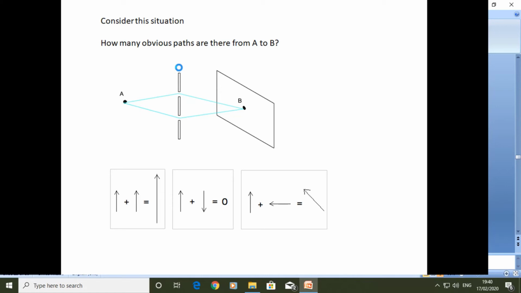They might end up pointing in opposite directions, in which case the resultant would be 0, and then any other combination in between. For example, if the two phasors were at 90 degrees to each other, then the resultant would be at 45 degrees, and its length would be √2 times the length of one of the phasors.